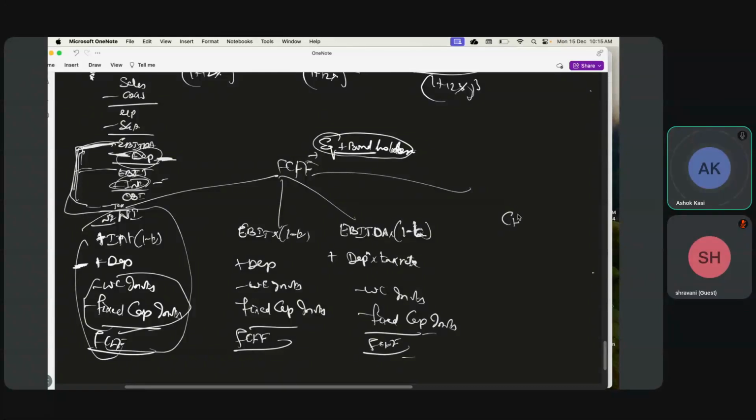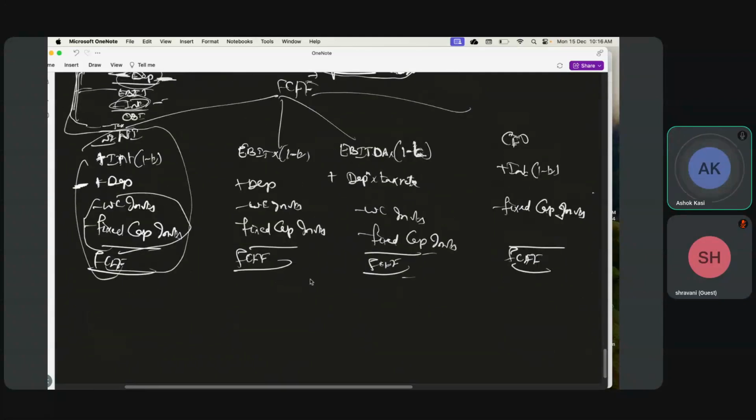Then another way is CFO. So CFO perspective, interest is already deducted in CFO, so I will add back because I don't want to separate it. So interest into 1 minus tax, and then minus fixed capital investments. Free cash flow to the firm. These are the 4 ways.